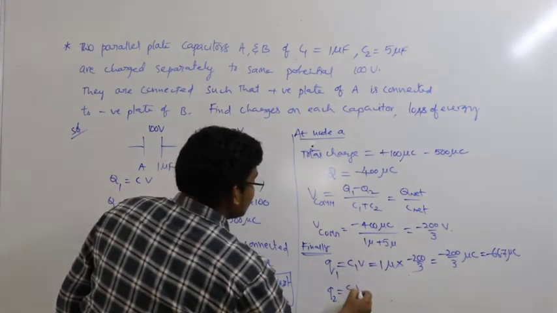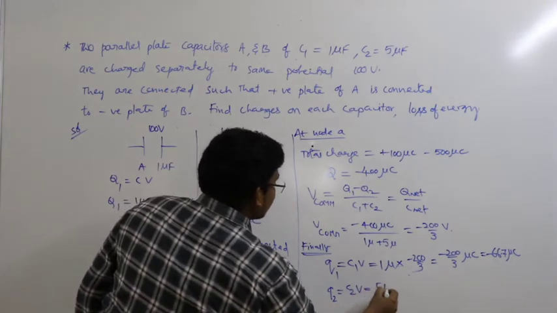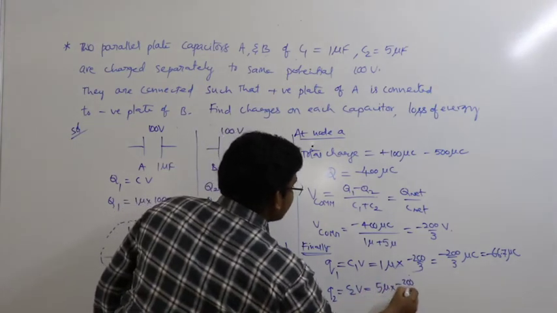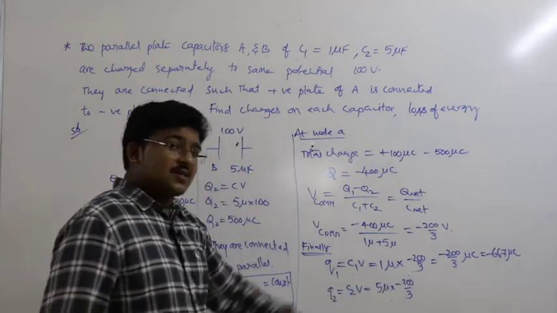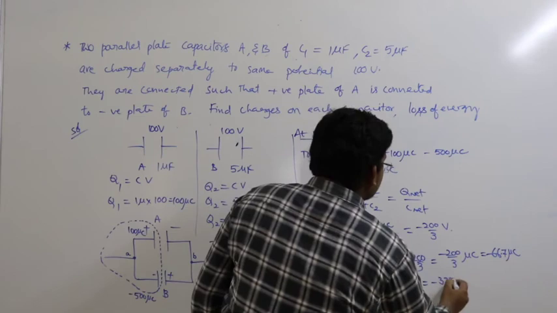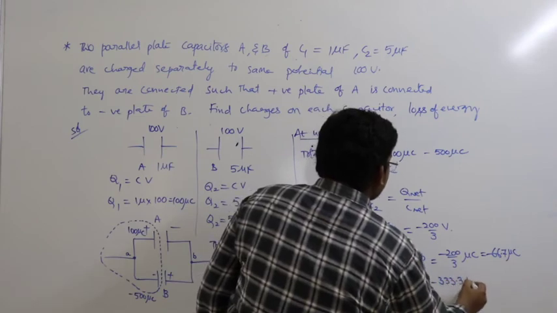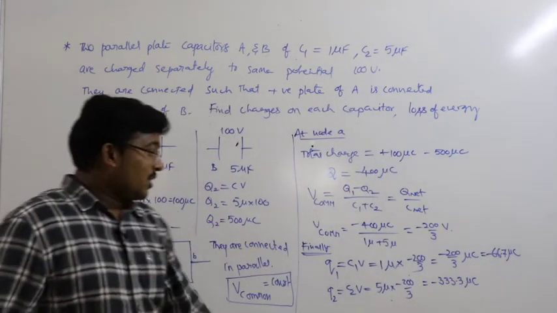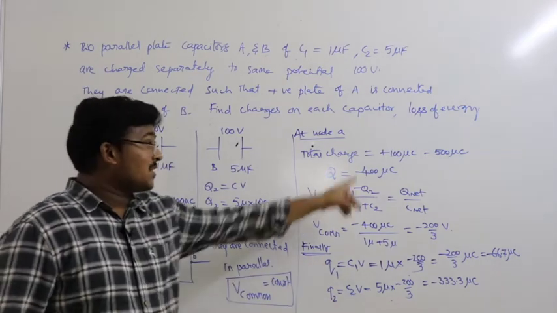Q2 is equal to C2 into V. C2 will be 5 micro into voltage, which is minus 200 by 3. So which one will it be? Minus 1000 by 3, so you can say minus 333.3 microcoulombs.